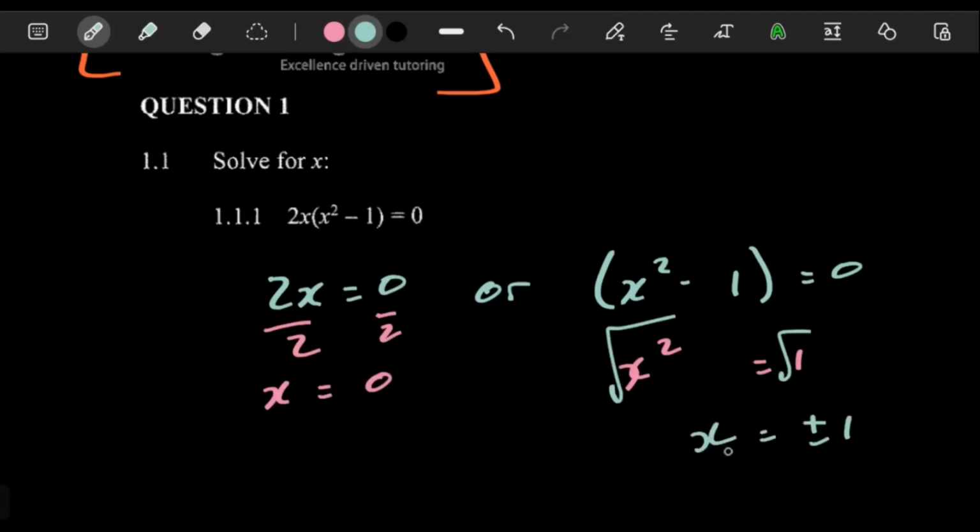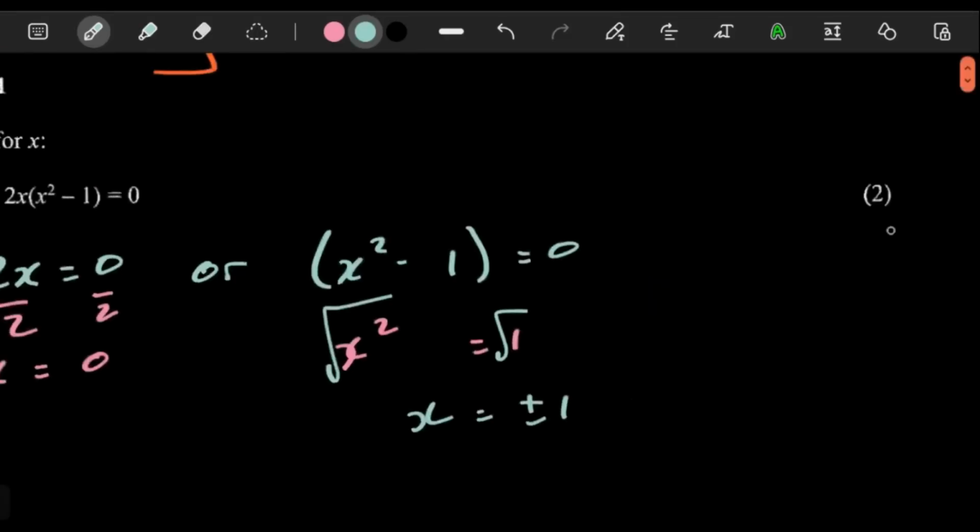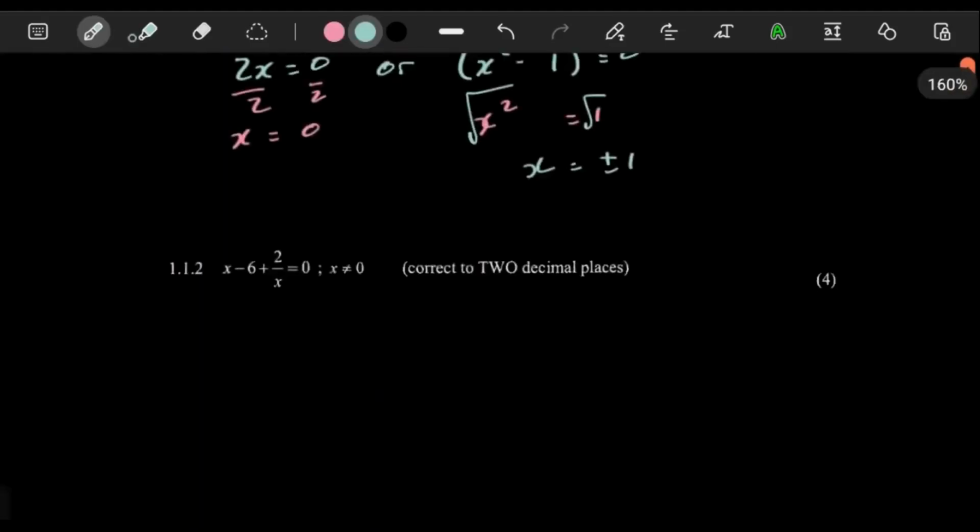The funny thing with questions like this is, what's the mark allocation? It's a 2-mark question, so there's nothing to overthink really.